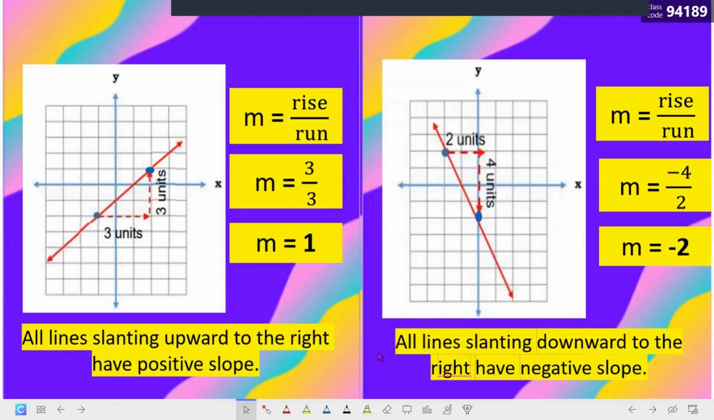There you go, comparing these 2 different slopes. We have all lines slanting upward to the right have positive slope, and all lines slanting downward to the right have negative slope. So you have a way to check whether you are on the right track depending on the graph of the line, whenever you are solving the value of the slope.